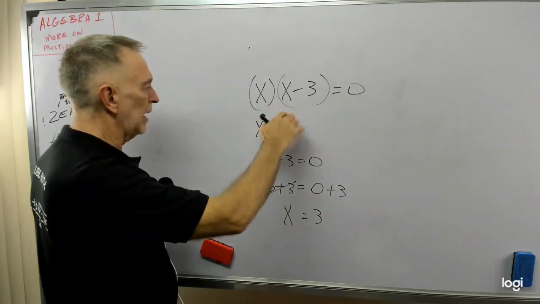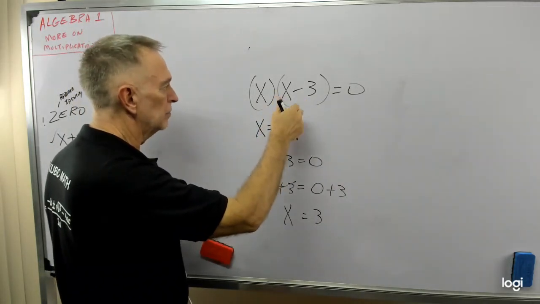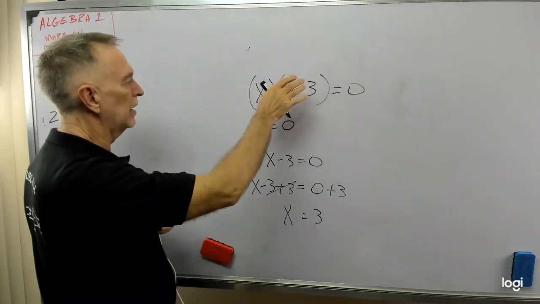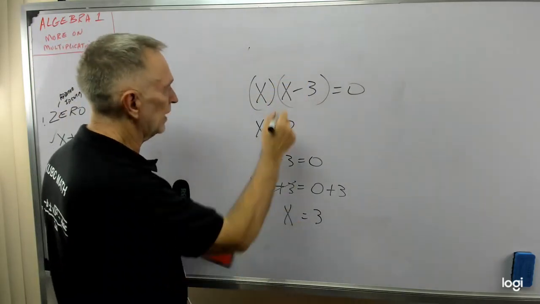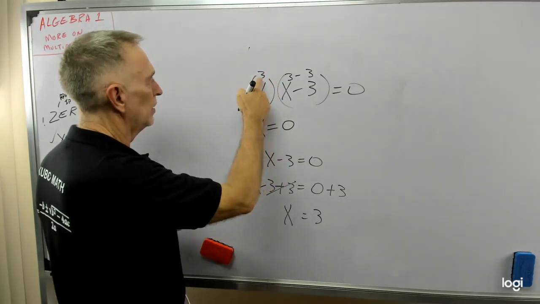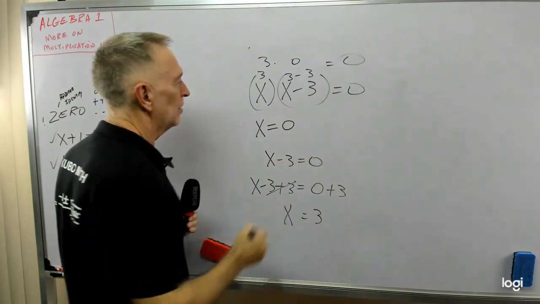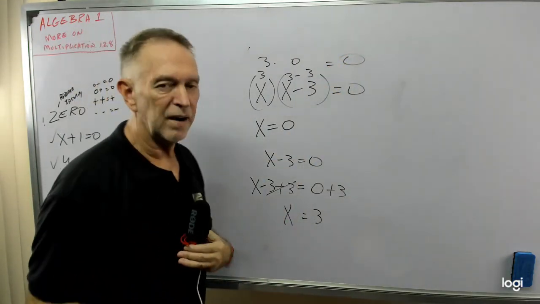Let's plug that back in. 3 minus 3 is in fact 0. If x is 3, I have 3 minus 3, and this is 3. 3 times 0 is what? Hey, 0. There's Mr. 0 carrying the load again.